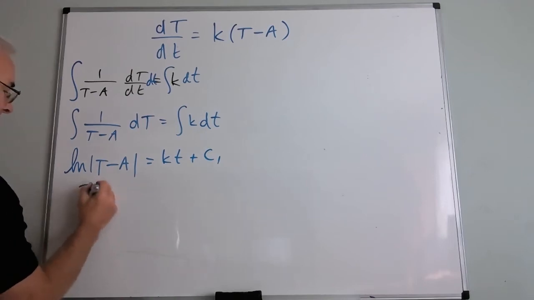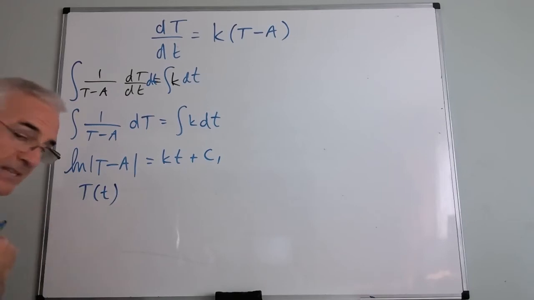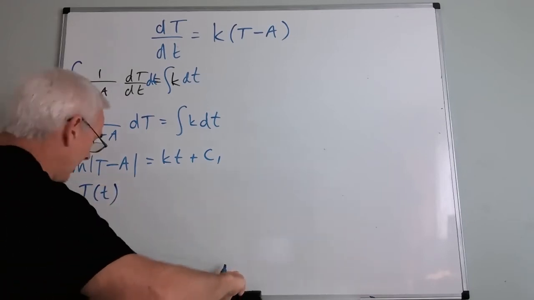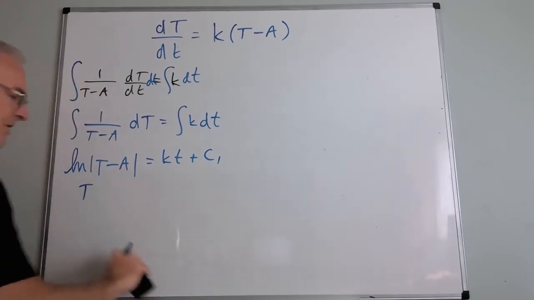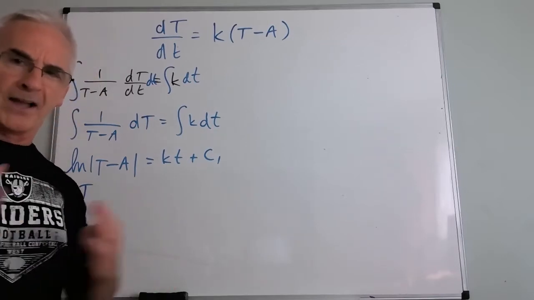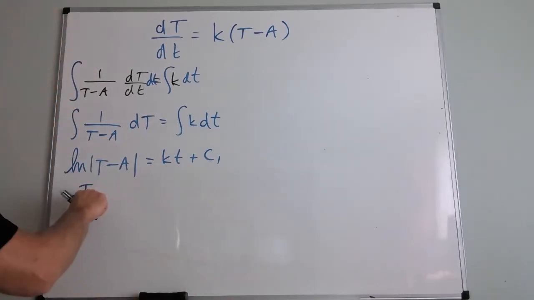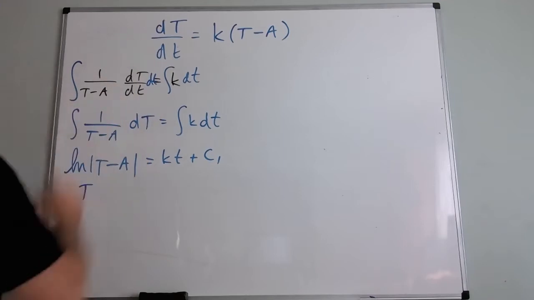And finally, I can say capital T. By the way, it's understood this is T of t. I just don't write it every time because it takes time. When you're doing stuff in Calc 1, you have Y as a function of X. I'm pretty sure none of you ever wrote Y of X. You just wrote Y. It's implied that it was a function of X. It's implied it's a function of little t because of that statement right there.